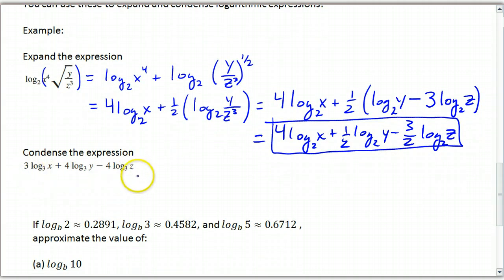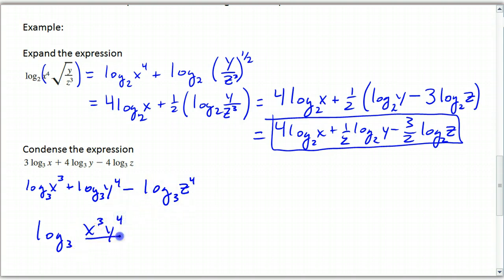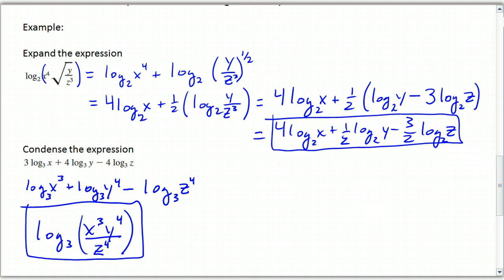If they're already expanded and I'd like to condense it into one log, I just do the rules backwards. So this will be the log of x cubed plus the log of y to the 4th minus the log of z to the 4th. And since I'm adding these two logs, that will become a product. And I'm subtracting that log, so it is being divided. And so now I've condensed it into a single logarithm.